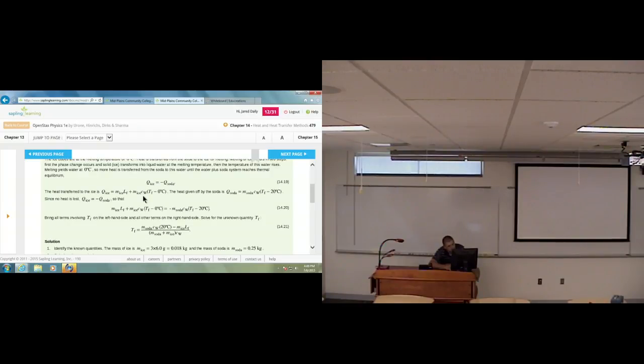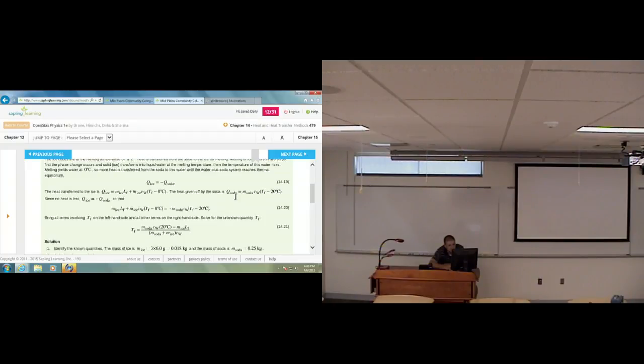So the mass of the ice, which will be the same as the mass of the water from the melted ice, right? Times now the specific heat of water, liquid water, times the temperature change. We have an unknown here, this T final.